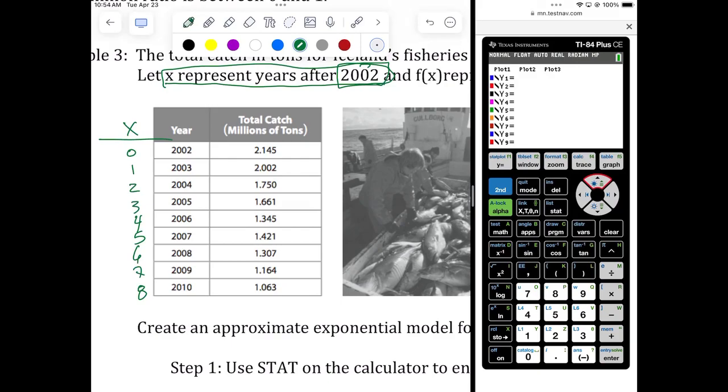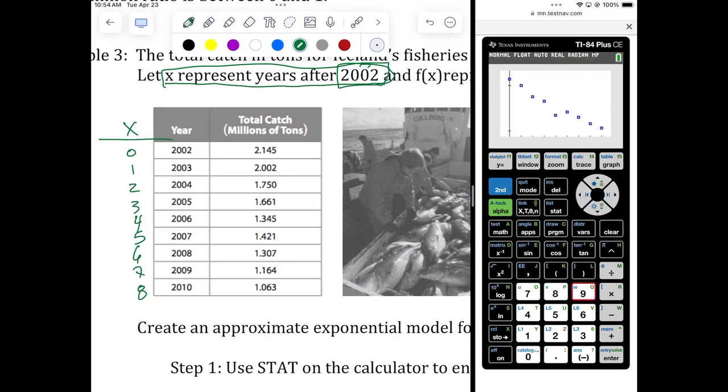I'm going to click up to plot 1, and I'm going to highlight it by hitting enter. That turns on plot 1. Now, with the data in the stat table and plot 1 turned on, I want to see the data points. So I'm going to graph it by hitting zoom what? Do you remember? Zoom 9, that's zoom stat. And now you see the points like that.